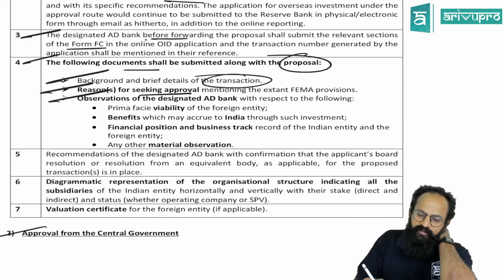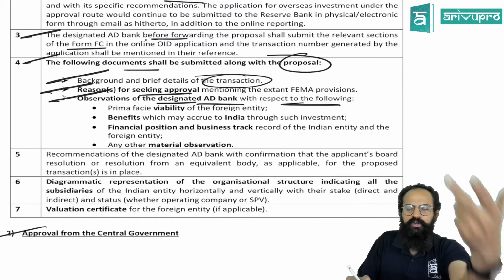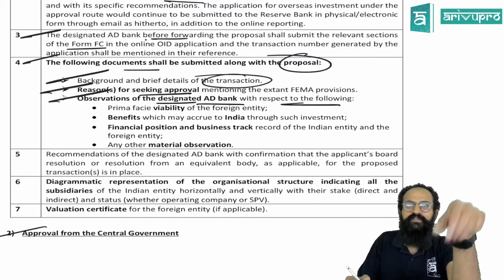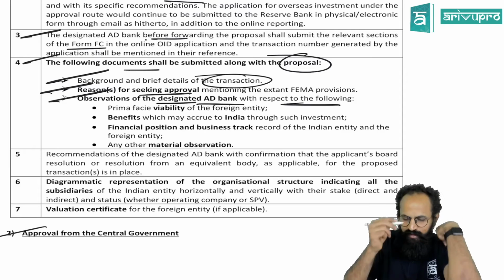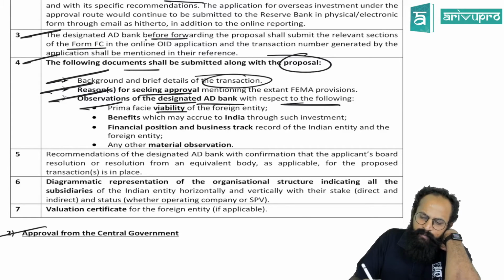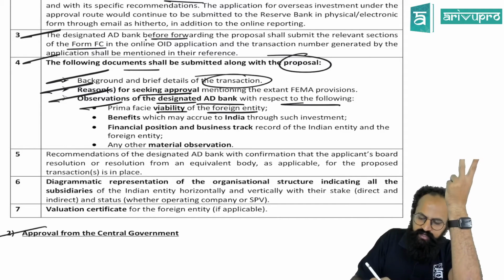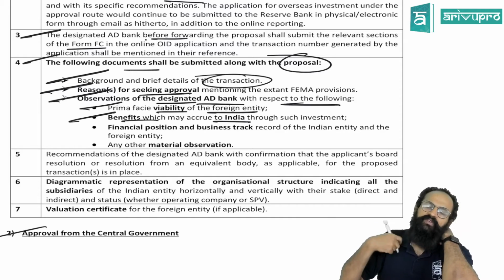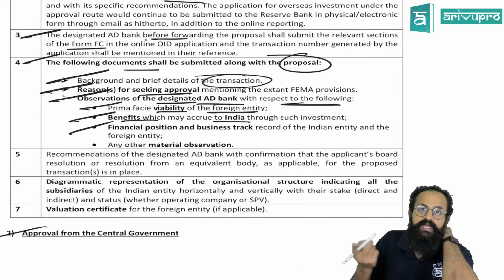Observation of the designated AD bank with respect to the following. So we are going to the government or to RBI. What did the AD bank give in its observation? First you will give it to the AD bank only. What did he tell you? Prima facie viability of the foreign entity. Whether this investment will work. Viability. Second, benefits which may accrue to India. If we allow this, what is the benefit that will come to India? You can get interest, dividend, GDP, employment.